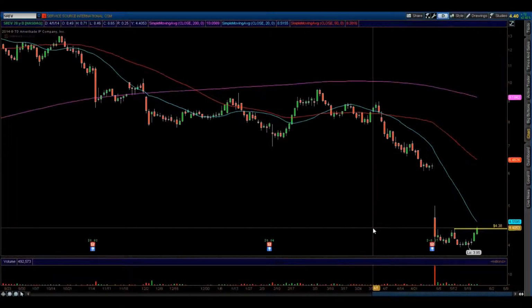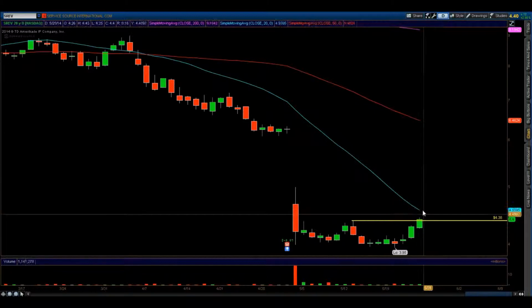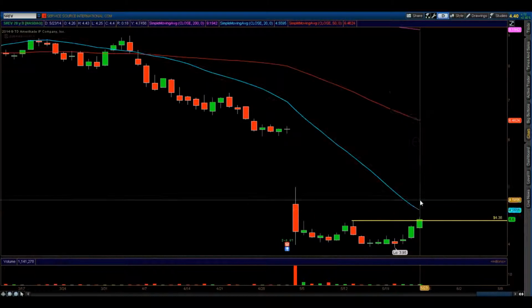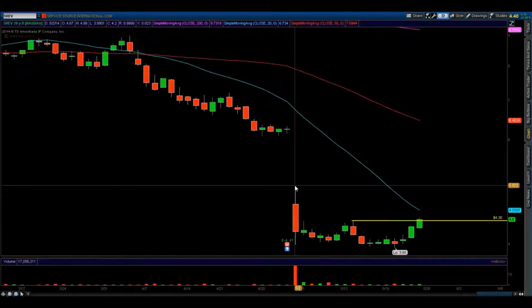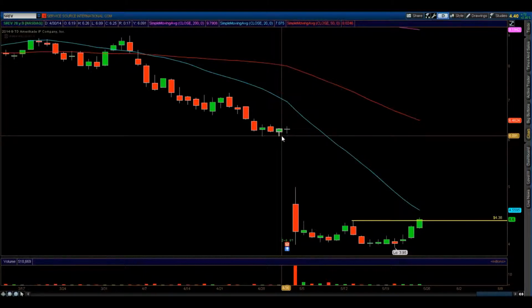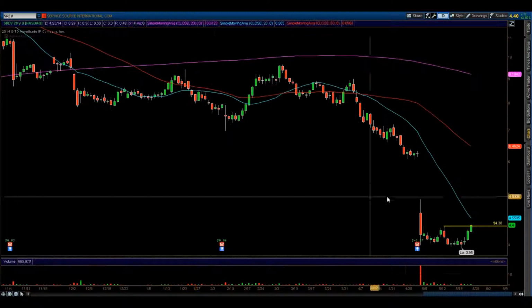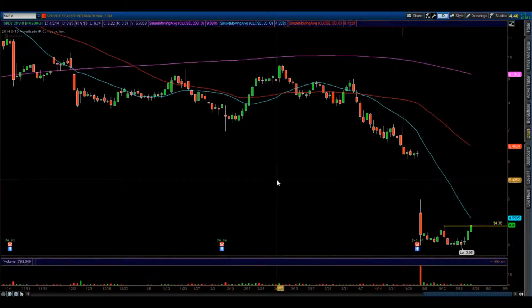Looking back at the daily, you will have support here at this blue line, your 20-day moving average currently at 455. If this does break this level, you could see this thing move up to $4.99, maybe $5, even number, and maybe a gap fill. I'll keep an eye on that stock. I'm not in any of these stocks. I'm just kind of using this as an educational video.